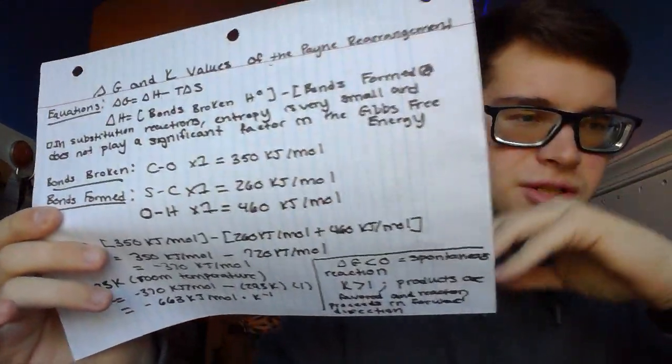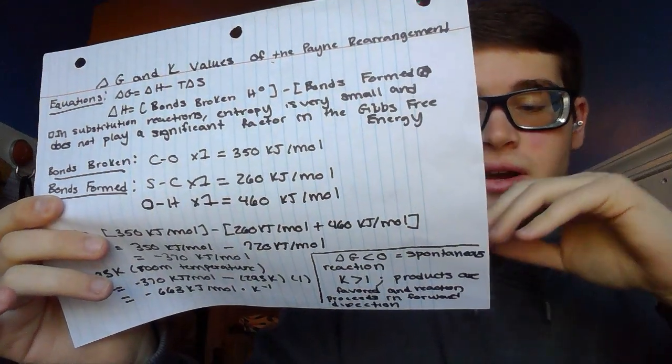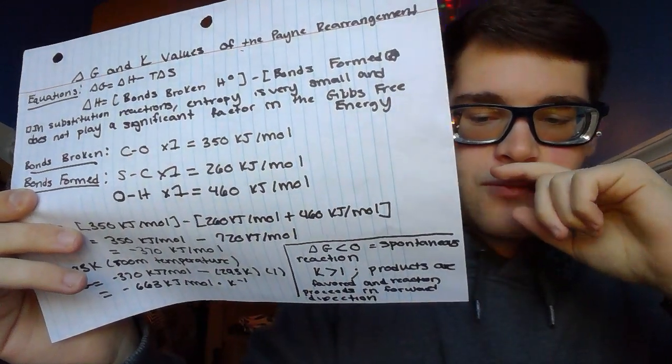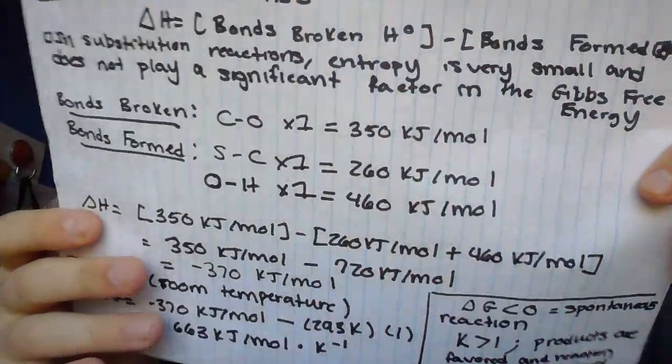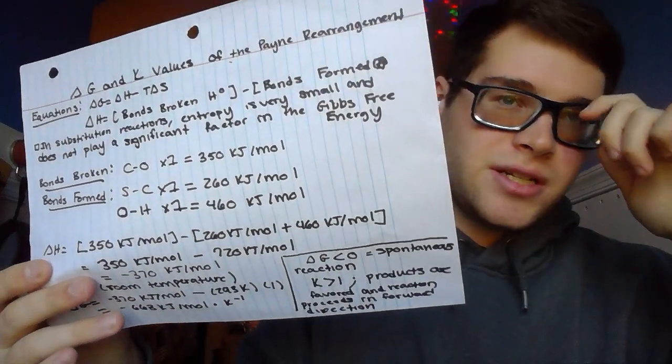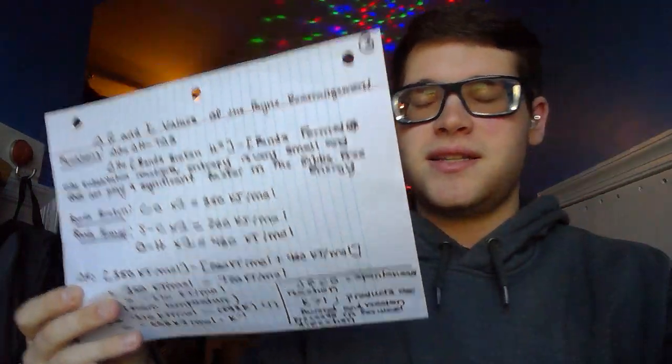When delta G is less than 0, that means that K is greater than 1. And when K is greater than 1, that means that the reaction favors the products and that it does occur in the forward direction.